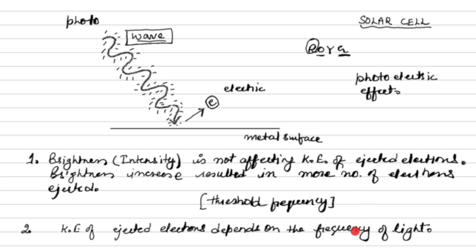And these are the puzzling results of this. Let me summarize these two results for you. First thing is the brightness has nothing to do with the kinetic energy of the electron. It only increases the number of electrons, but all electrons will have the same speeds, the same kinetic energy. If they are at lower speeds, there will be more electrons with the lower speeds. That's all. And kinetic energy depends on the frequency. That's the second result. If we increase the frequency, the energy is more.